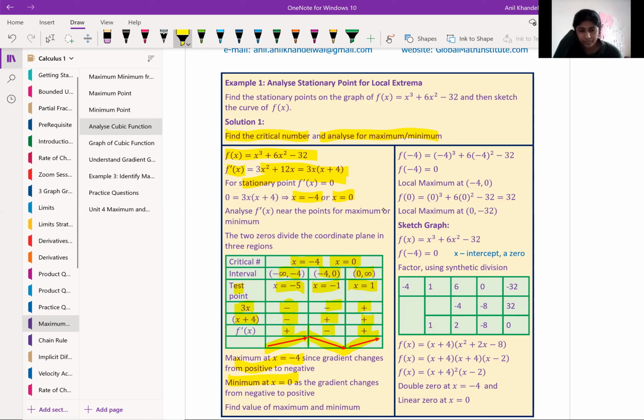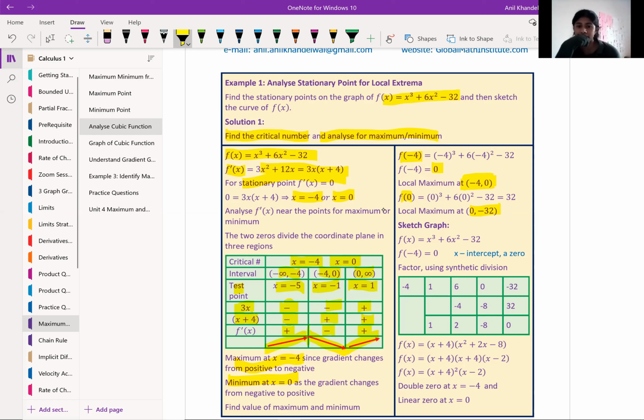Now, to find the value, so we know the maximum is at -4 and the minimum is at 0, correct? To find the value, just plug the value into your function, the equation given to us. When you plug in -4 and do your calculations, you get 0. So the maximum is at (-4, 0). You get a point on the graph of the function which represents the maximum value. For x equals 0, when you plug it in, you get the minimum at (0, -32). So you have the local minimum of the function, which is (0, -32).